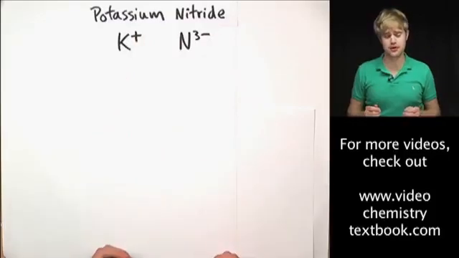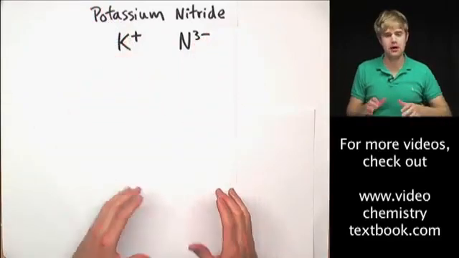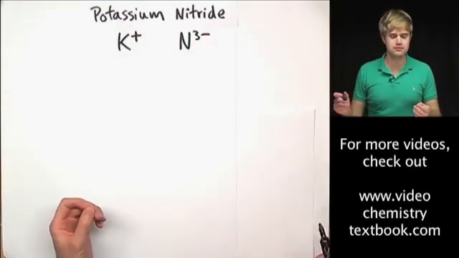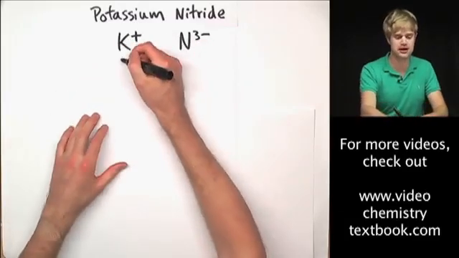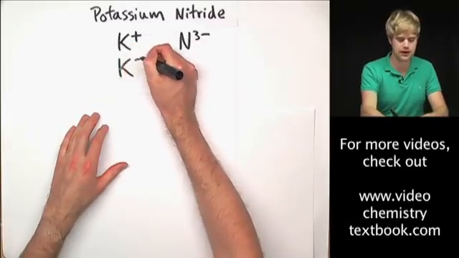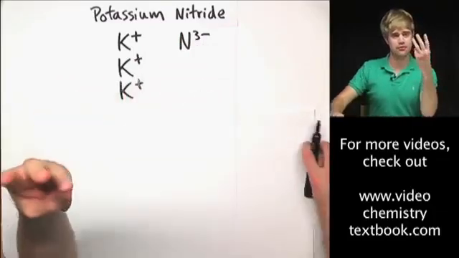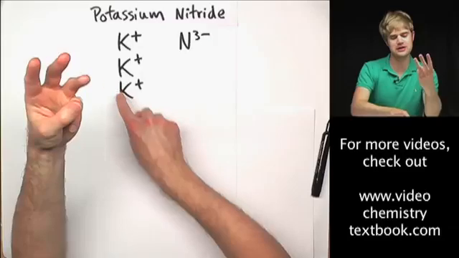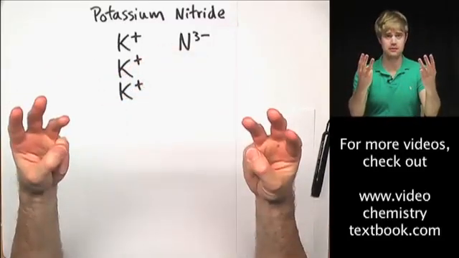That doesn't balance right. But I can add more atoms of either type in order to get the charges to balance. So since I don't have as much plus as I have minus, I'm going to add a bunch more potassiums. Here I add another. Now I have 2 plus. Now I'm going to add one more. Now I have 3 plus. The 3 plus potassium on this side balances out the 3 minus nitride on this side.